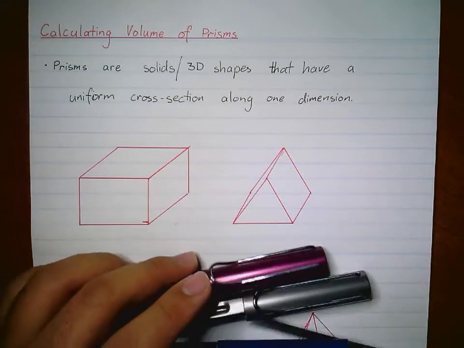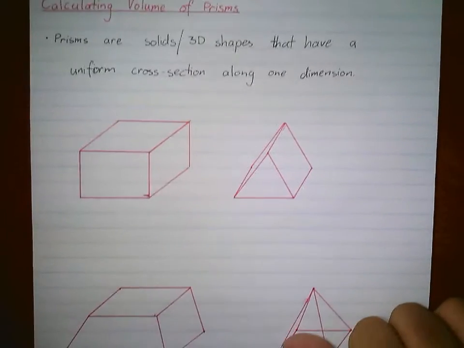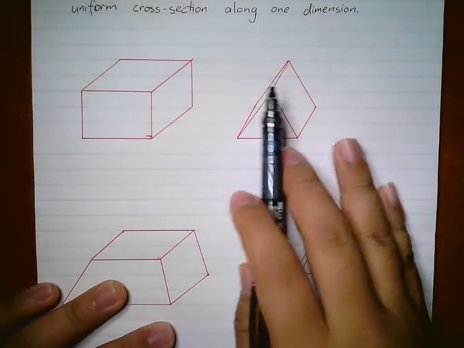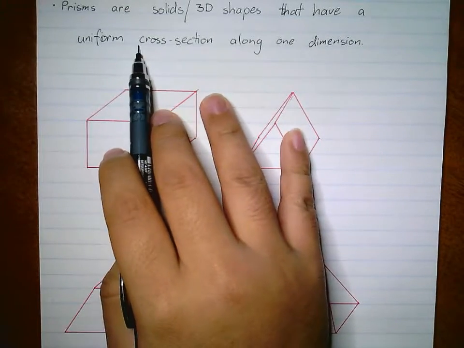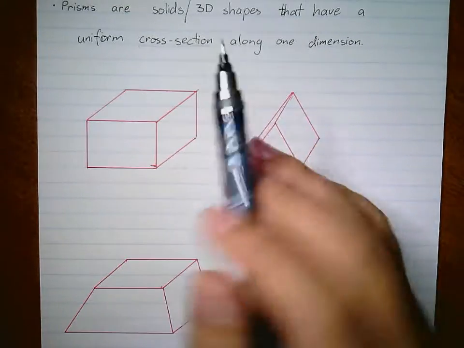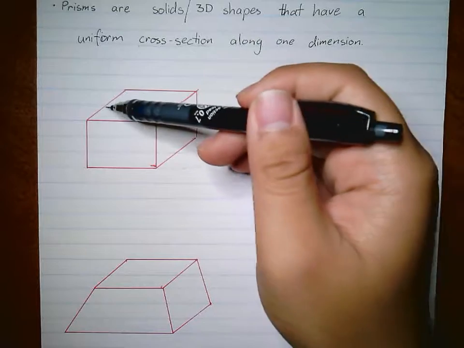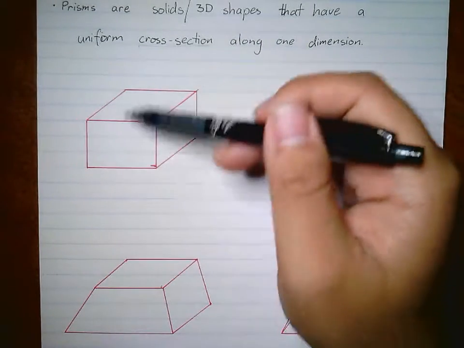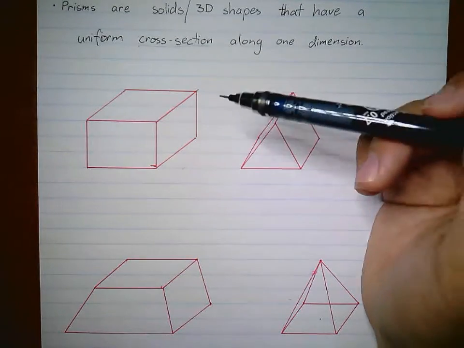So I've drawn up 4 examples here, and we are going to determine which of these are and which are not prisms. So first, let's take a look at this idea of a cross section. A cross section means if we were to chop the prism or the shape at any point, what shape will it make?